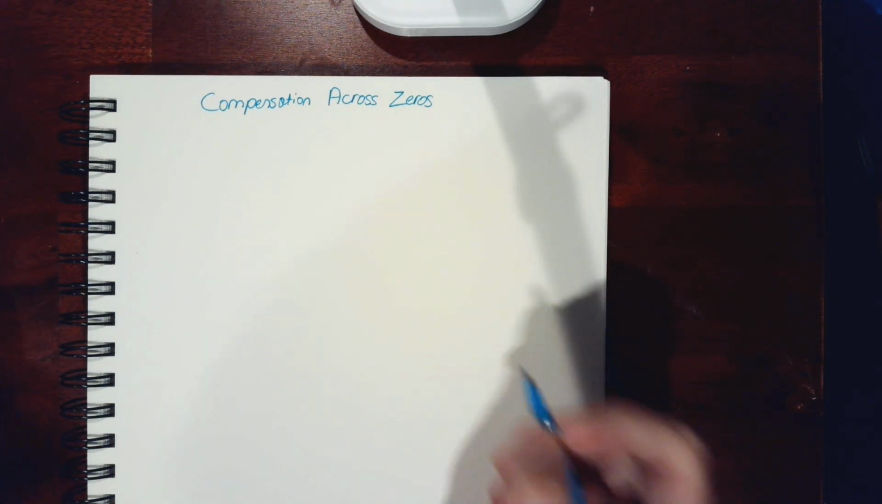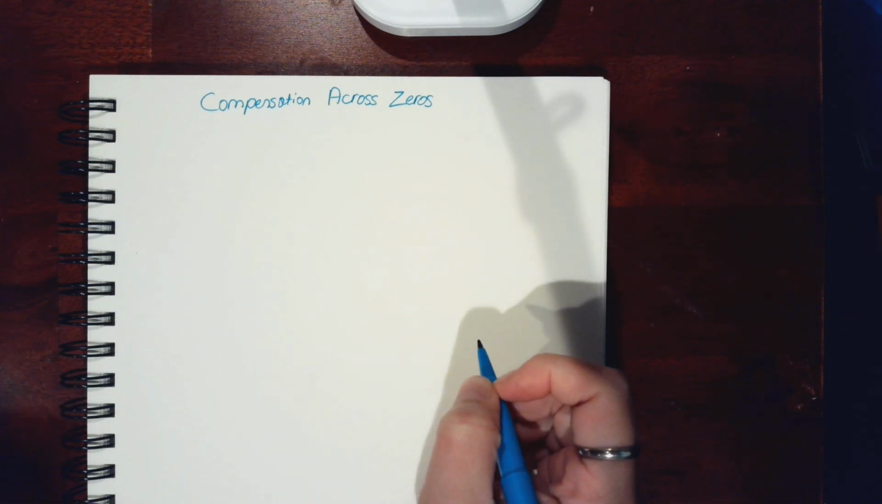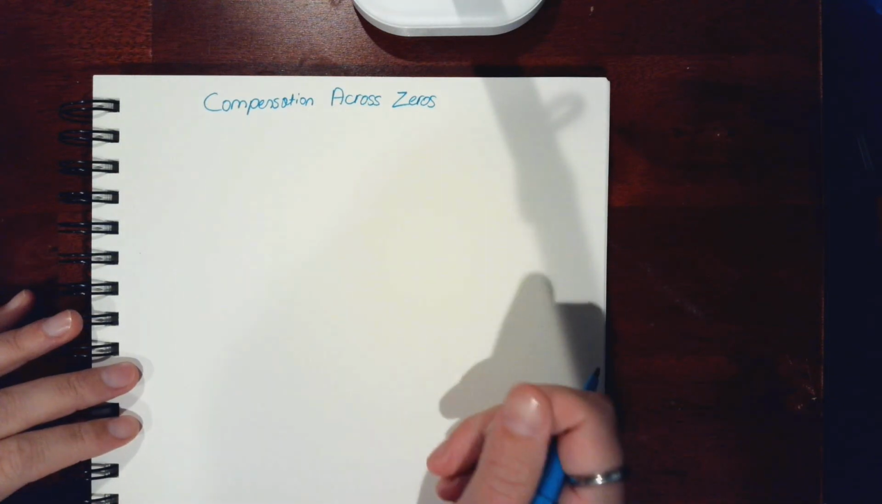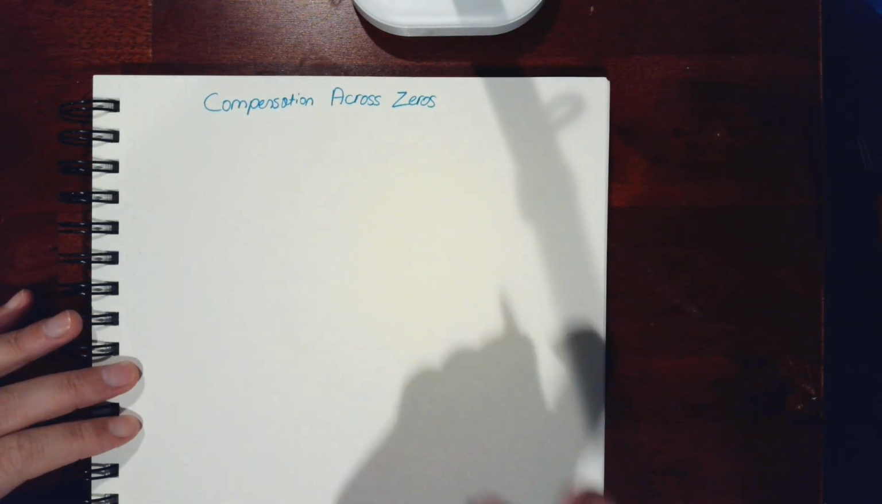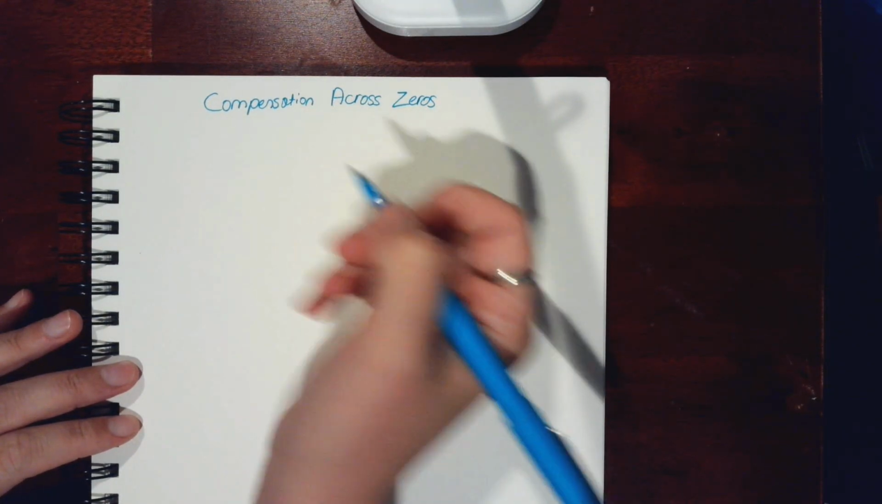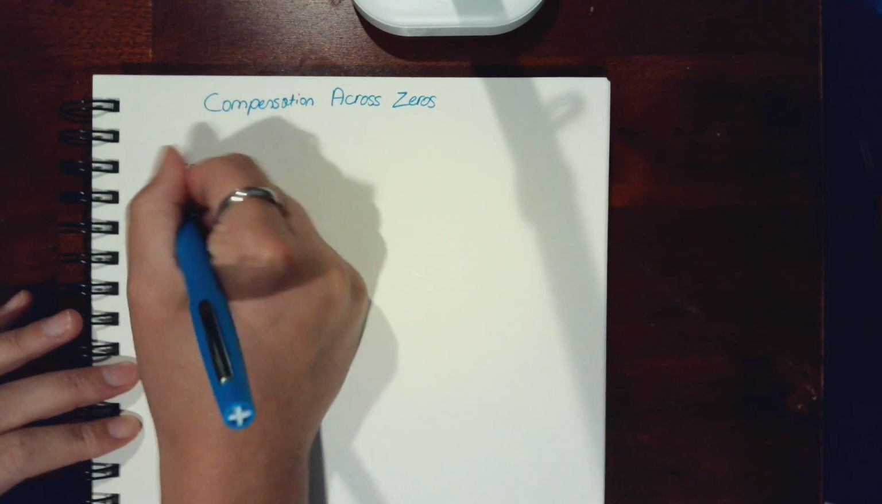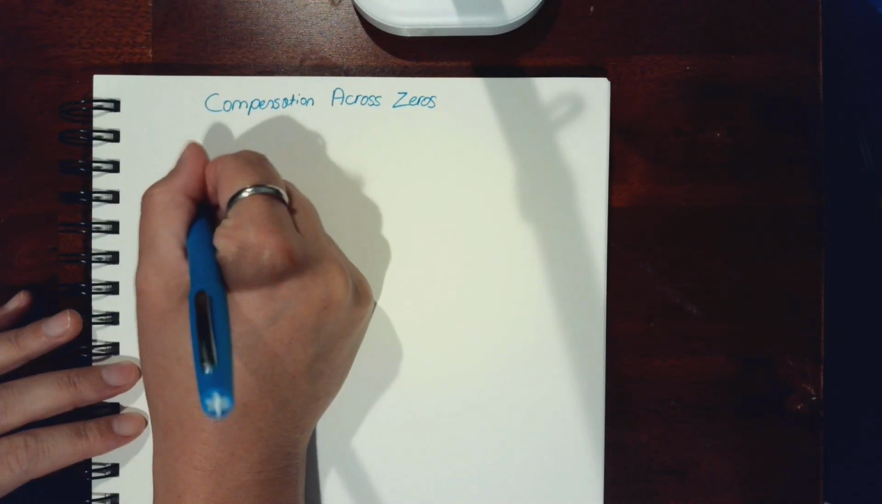Today's lesson that I'm going to focus on is compensation across zeros. This is something that I wish I was taught when I was younger because it makes regrouping when subtracting from hundreds or thousands a lot easier. So the first example that we're going to do is 800 minus 652.